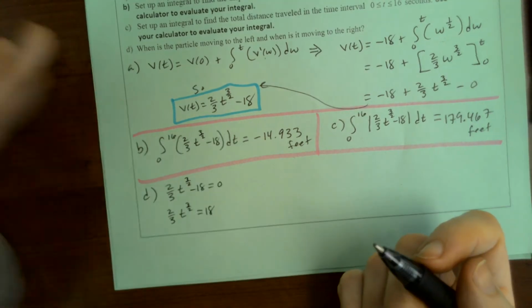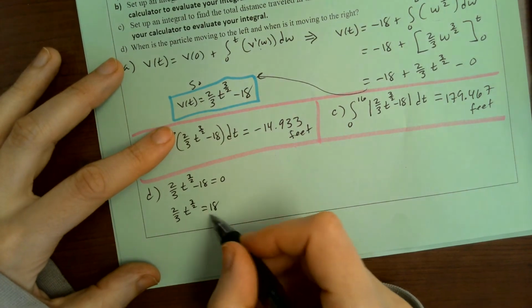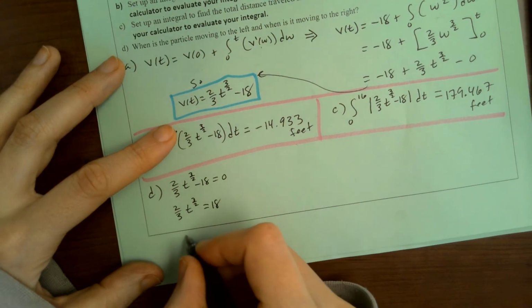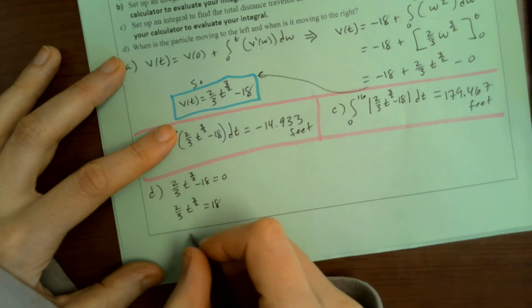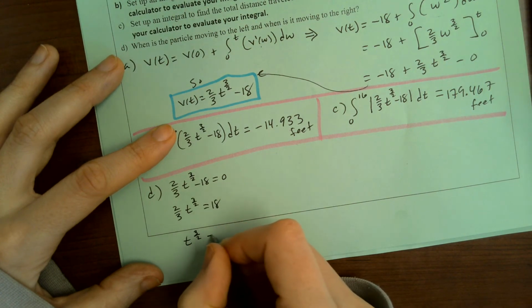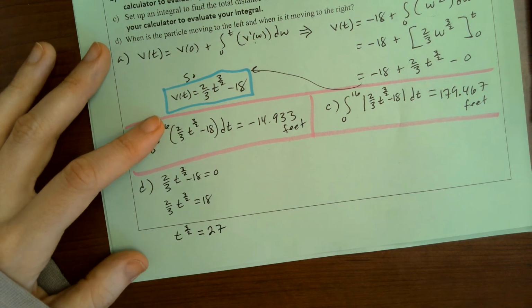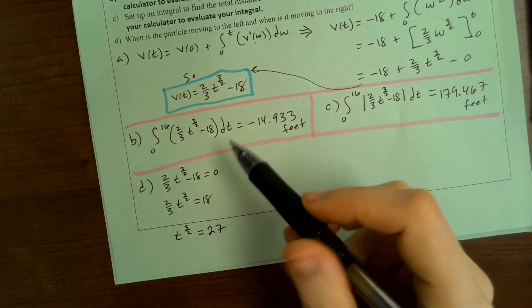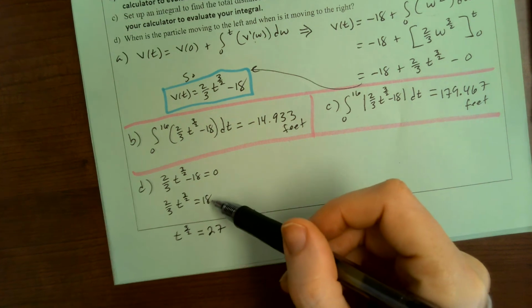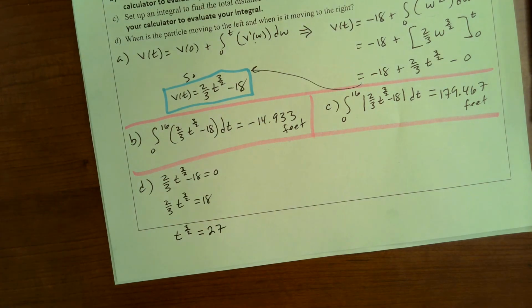I divide both sides by 2/3. You do keep, change, flip. All right, so I'm really multiplying this by 3/2. So we end up getting t to the 3/2 equals 27. If that doesn't make sense to you, think about it, but I do 18 divided by 2/3, so that's 18 times 3/2, and then you end up getting 27.